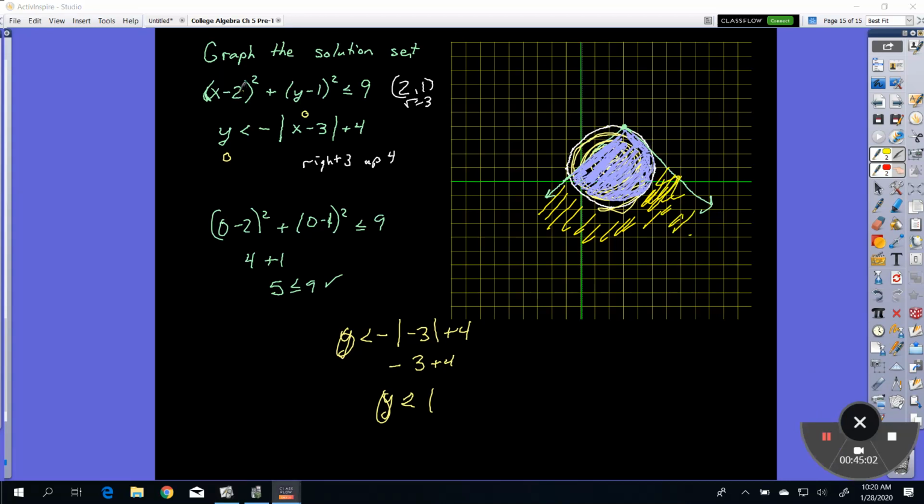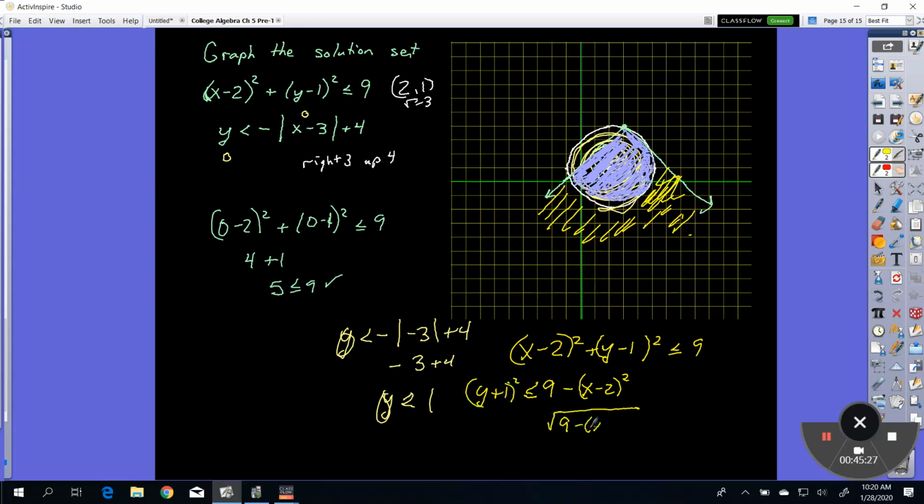So the first thing to do on the calculator, your calculator won't graph this part. So you actually have to solve for y, which is really a long process. So I minus this over, so I have 9 minus x minus 2 squared is less than y plus 1 squared. So now I take the square root of this. So that's the square root of 9 minus parentheses x minus 2 squared. And that gets rid of the squared, so I took the square root of each side. So now I have y plus 1, so I'd minus the 1 over here.